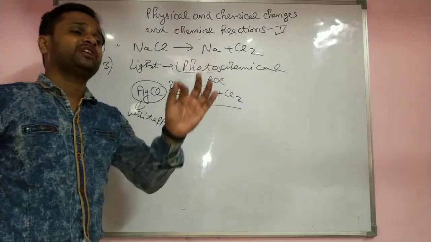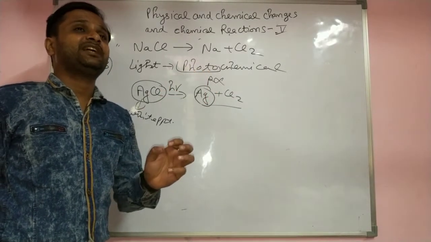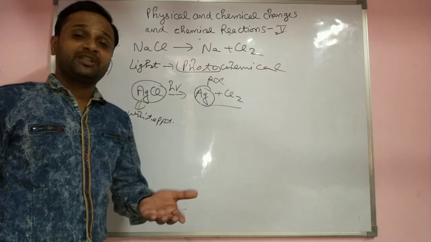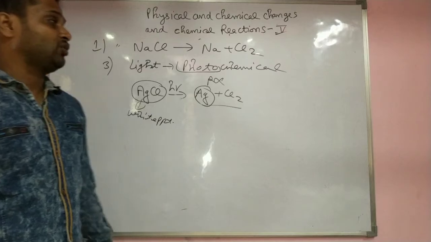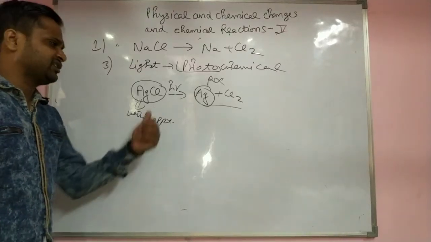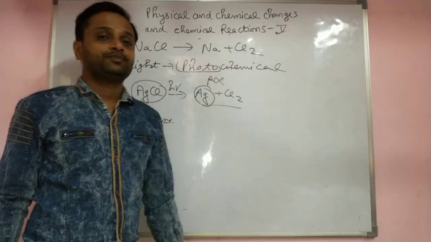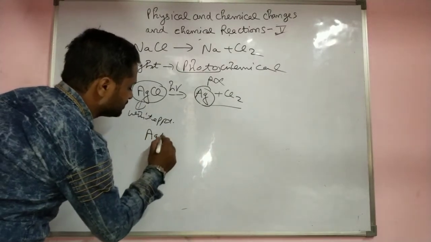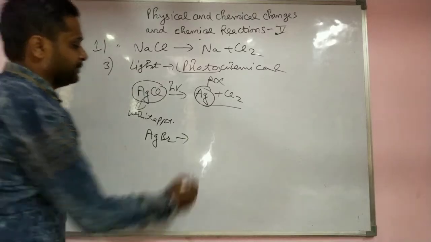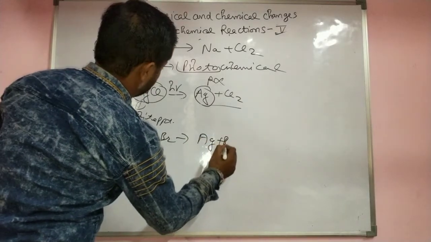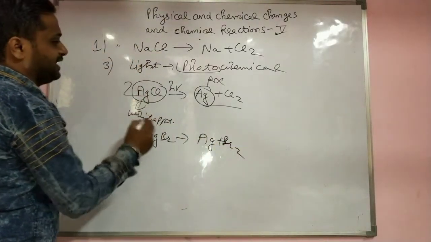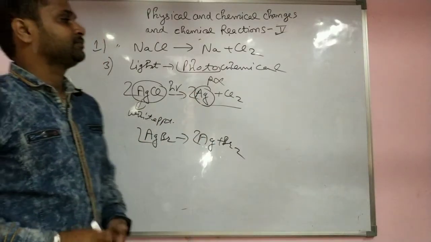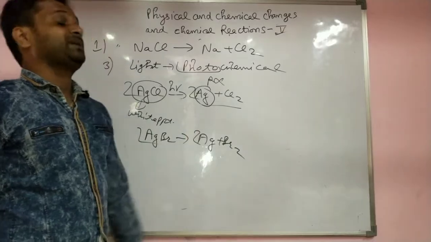In old times we used the negative. Now the digital camera is there. First of all we used film, negative, and we had to develop the photo from there using the silver chloride salt. Actually this salt is very costly. Another example is silver bromide. It breaks into Ag plus Br2. If you want to balance, balance here. So this is the photochemical reaction.